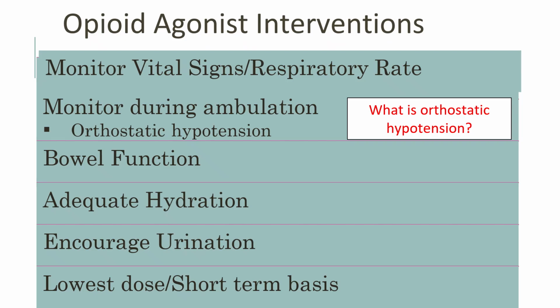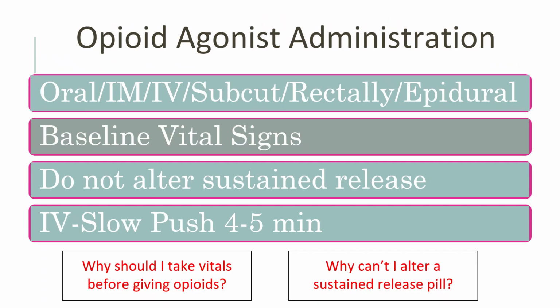Because we know the adverse drug reactions lead us into the interventions as nurses. Again, we have to ask ourselves what we're going to do, how we're going to give it, and what the side effects are and what assessments I need to determine before I can give this drug. Vital signs, rate, we talked about that. There's your orthostatic hypotension. Bowel function, you don't want to give them more if it's causing constipation. There's your hydration, you want them to void, and this is a very short-term fix, not a long-term thing to be dependent on. How do we give this drug? Oral, IM, IV, sub-Q, rectally, epidural.